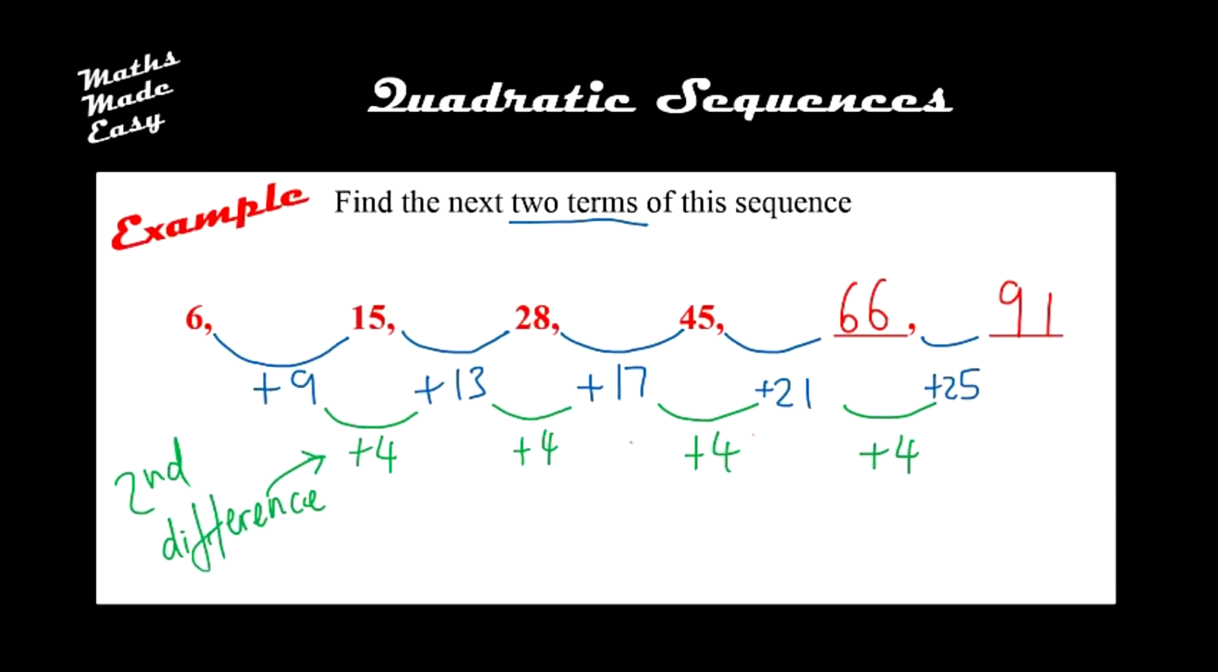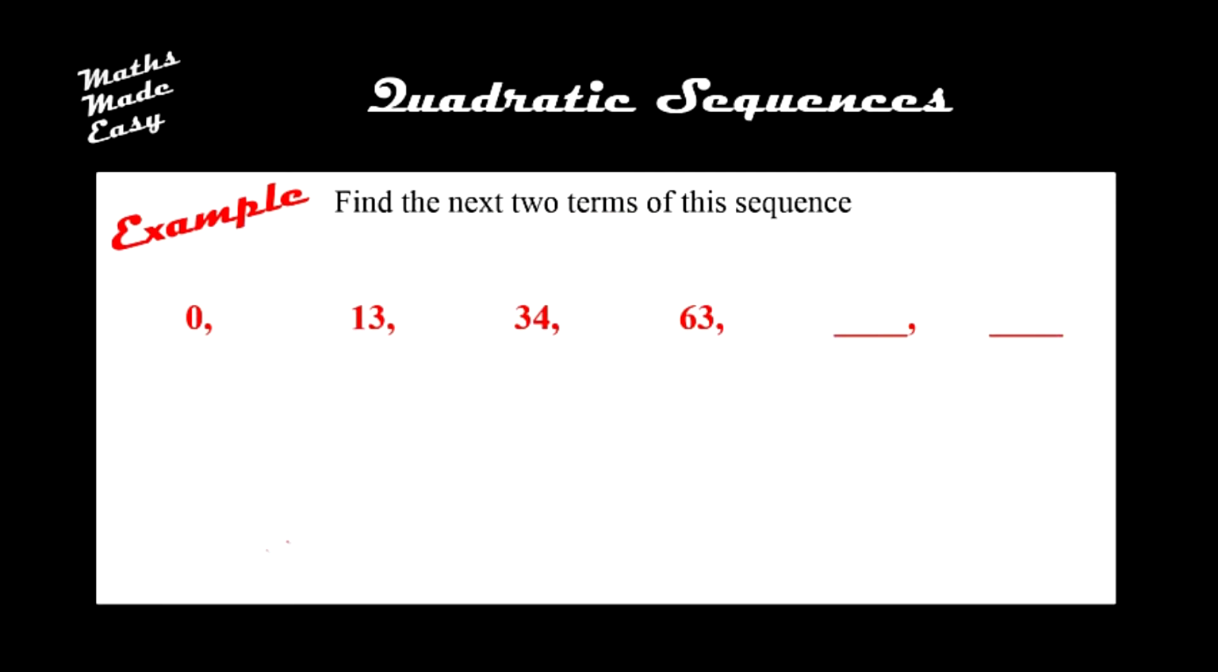So when working with a quadratic sequence, the first differences won't be the same, but they will form a pattern which gives you a second difference which is the same, and you can use this second difference to work backwards and complete the sequence. Let's have a look at a second example then.